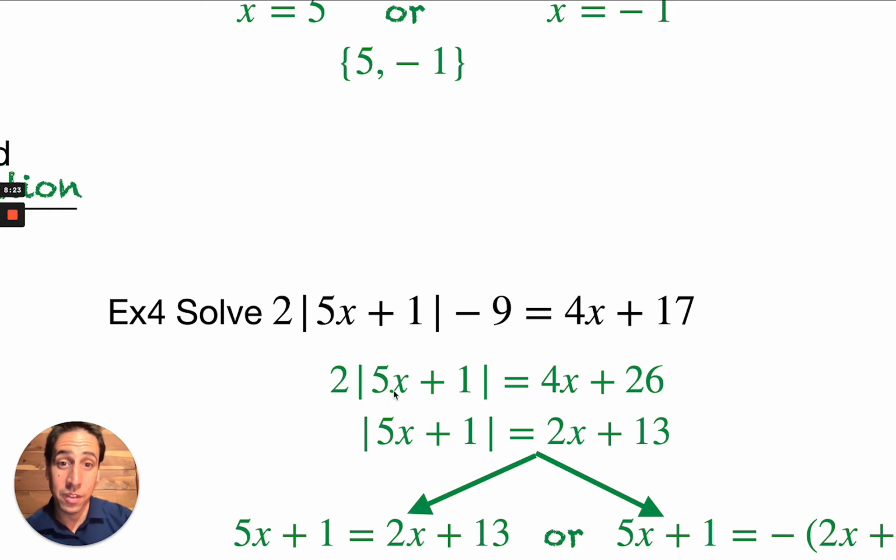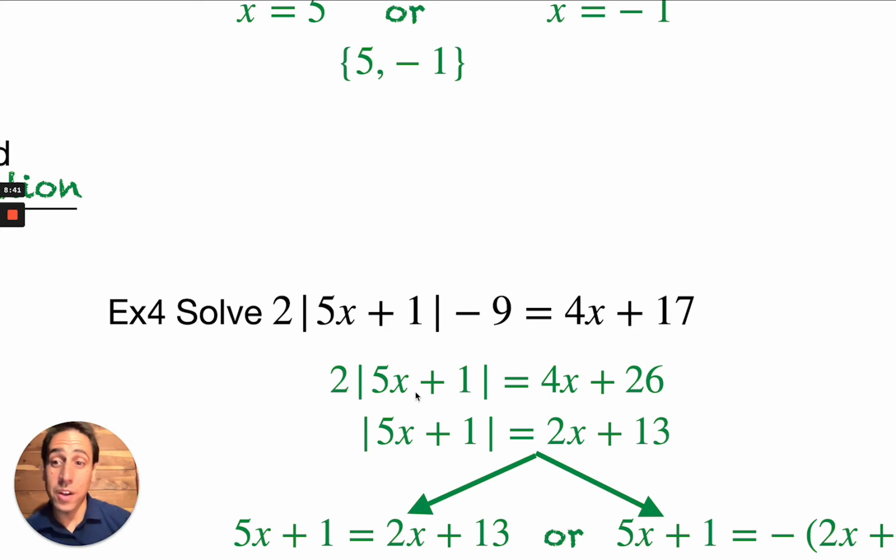So step 1 looks like this. Get the absolute value all by itself. Undo the subtraction with addition, adding 9 to both sides. Undo the multiplication. There is unwritten multiplication right here, because it's 2 times the absolute value. You have to undo that with division, dividing both sides by 2.